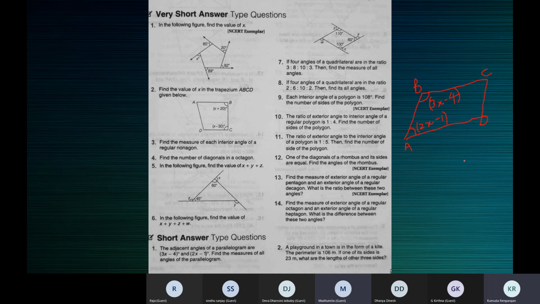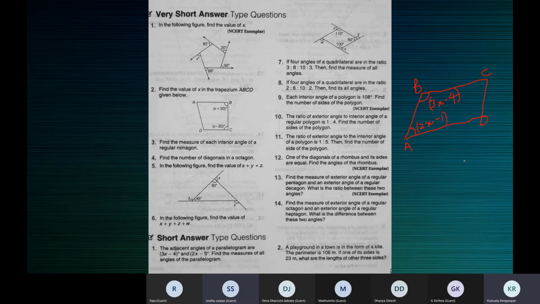Ma'am, adjacent angles of a parallelogram add up to 180 degrees. So 2x minus 1 plus 3x minus 4 is equal to 180 degrees, ma'am. Very good. In a parallelogram, adjacent angles are supplementary. Quickly work that out and tell me the value of x, children.